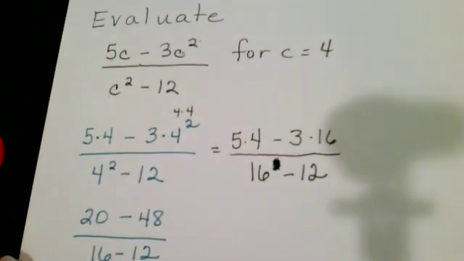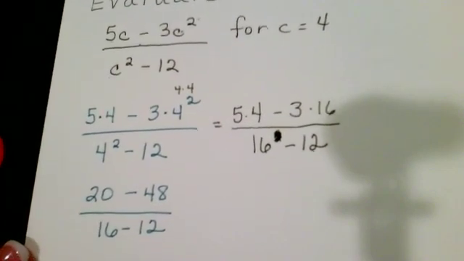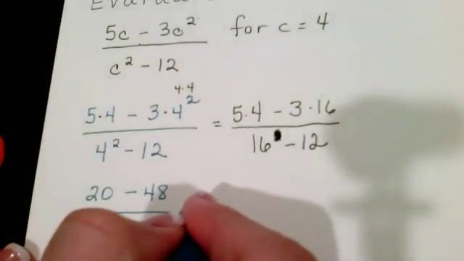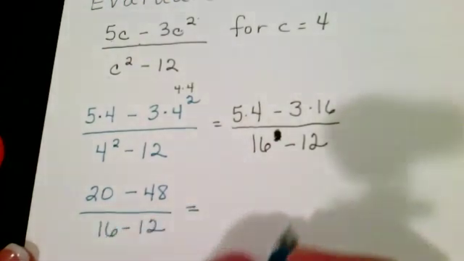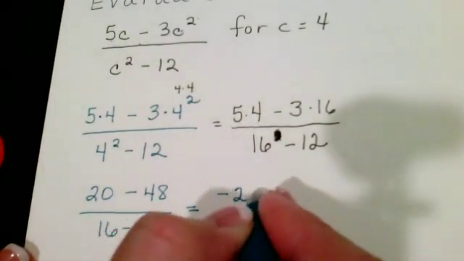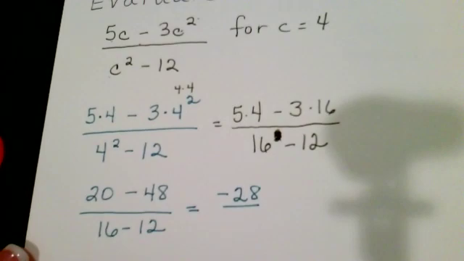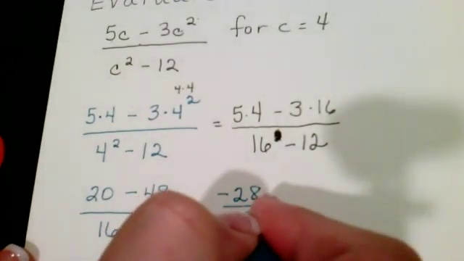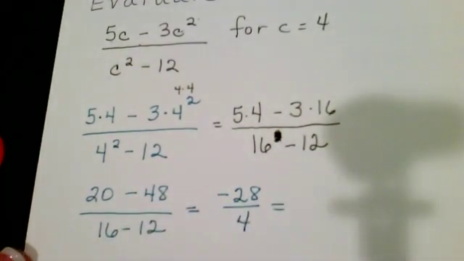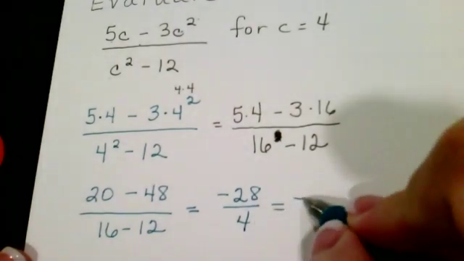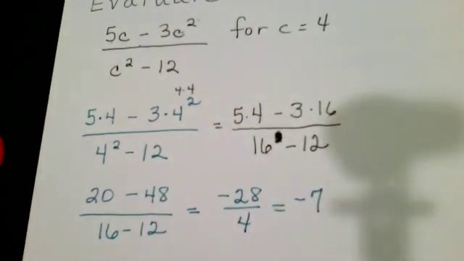All right, next step then, we're going to do some subtraction. We'll subtract on the top. 20 minus 48 is going to give me negative 28. And 16 minus 12 will give me 4. My last step then, I'm going to divide here. Negative 28 divided by 4 gives me negative 7.